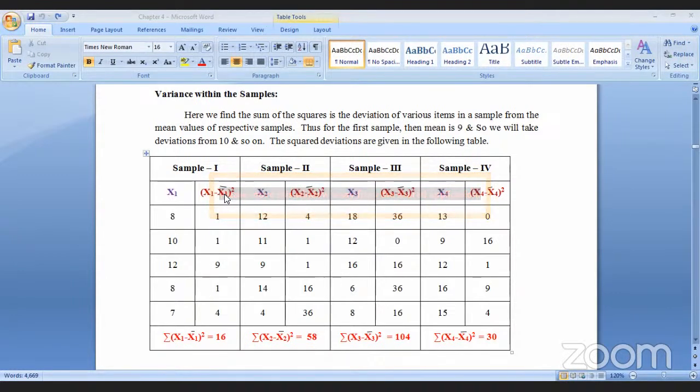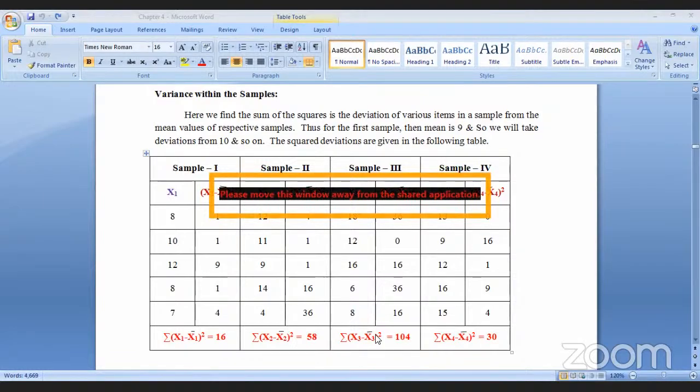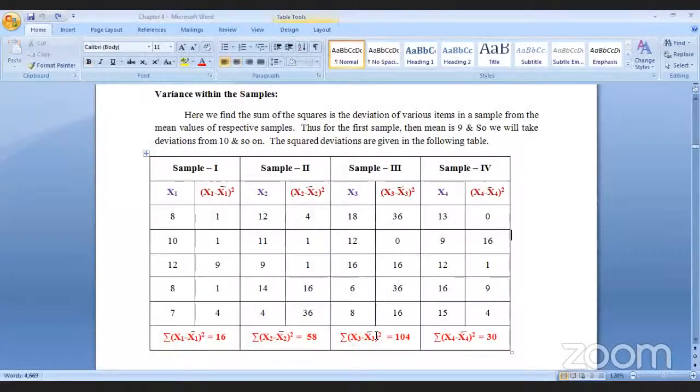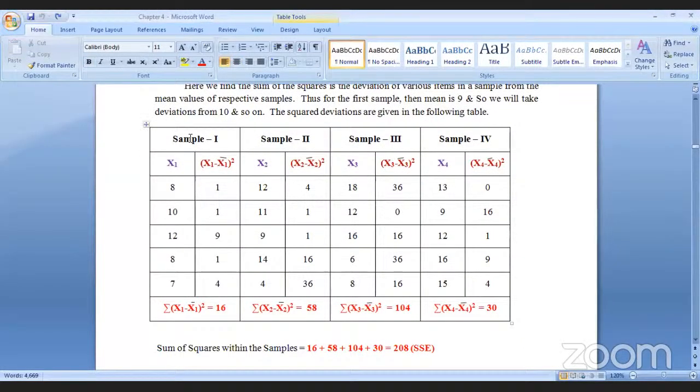Thus for the first sample the mean is 9, so we will take the deviations from 9 and so on. The square deviations are given in the following table. So you observe carefully. This is for sample 1, sample 2, sample 3, sample 4. The x1 values are the values we have taken from the question paper. We need to find out these values.